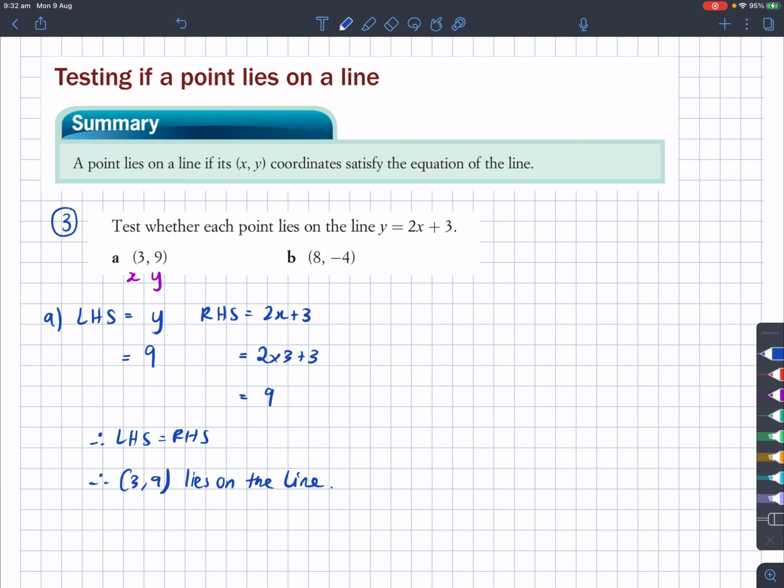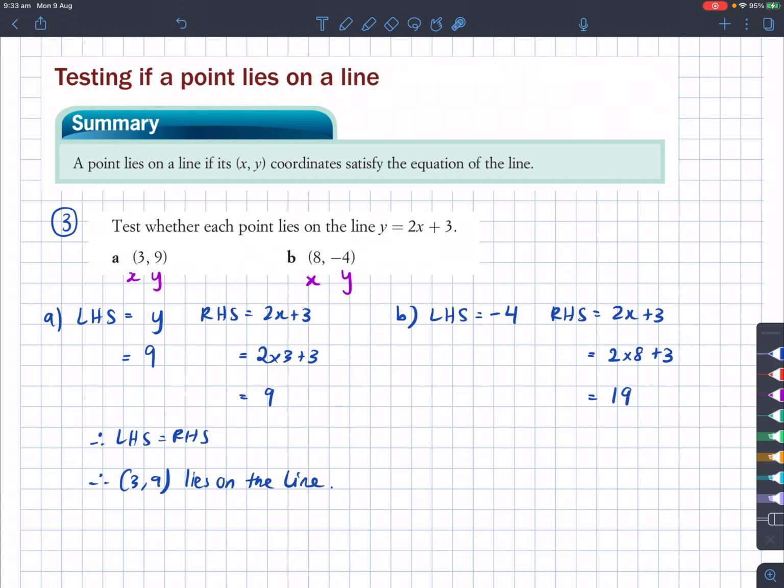Okay, let's test coordinate B, which is (8, -4). So again, the left-hand side of the equation says y. So we'll say left-hand side equals -4, because in this case, the y value is -4, whereas the x value is 8. The right-hand side says 2x + 3. So we're going to substitute in the x value as 8. That will be 2 times 8 plus 3, which equals 16 plus 3, which is 19.